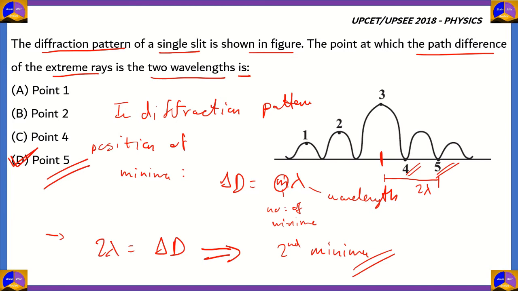So over here, it's imperative to note the position of the minima. So that's represented by the formula delta D equals m lambda. And in this question, we know that the path difference is 2 wavelengths. That's 2 times lambda. So therefore, we're dealing with the second minima, and the second minima is represented by 0.5. So therefore, option D is the correct option.